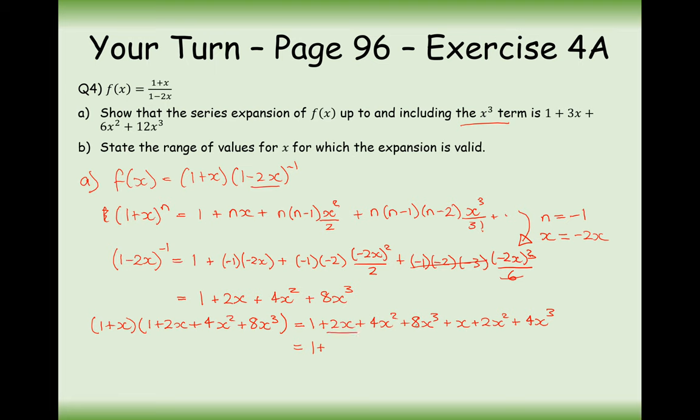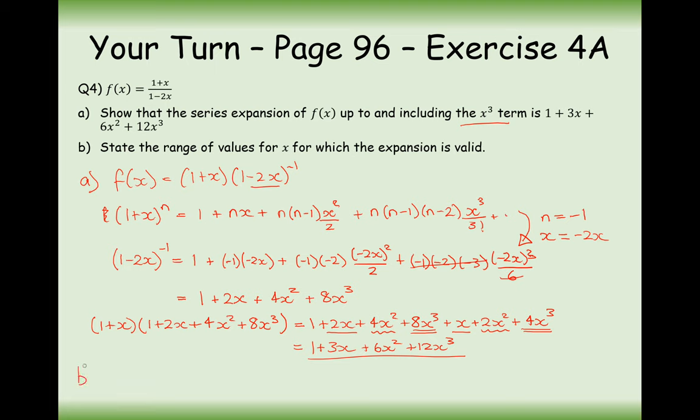So grouping together like terms now, 2x plus x is 3x, 4x squared plus 2x squared is plus 6x squared, and then 8x cubed plus 4x cubed is plus 12x cubed, and that's what we're looking to show. Fantastic. State the range of values for which the expression is valid.